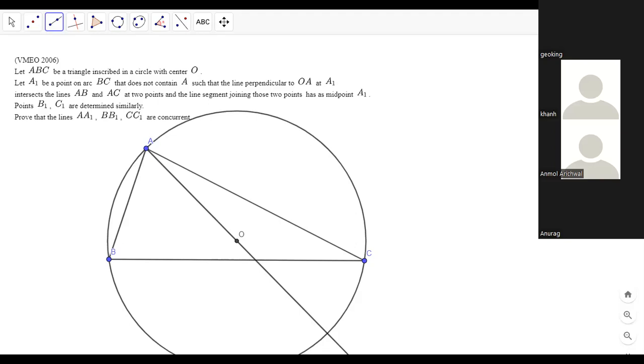49 people for Vietnam team selection test. Yeah, Vietnam is really, really good. It's impressive. 28 people for Serbia.